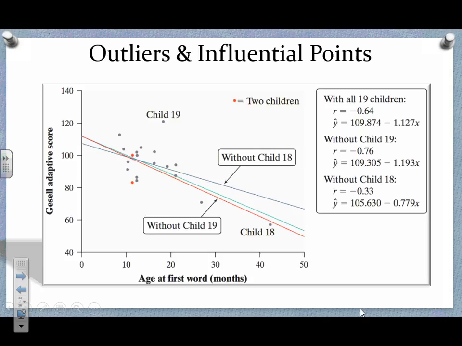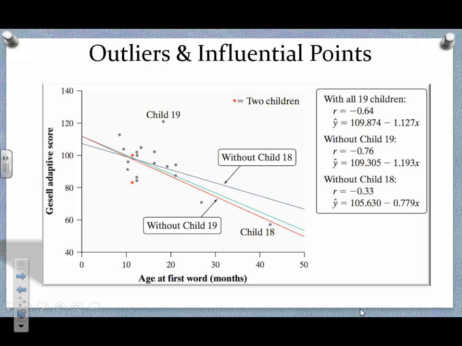Was child 19 influential on the regression line? So on the y-intercept or on the slope? Not really, right? So when we took out child 19, nothing really changed drastically for that. So it's not influential on the actual equation of the line. It's going to be the same either way, but it affected correlation. Okay? Now notice if we take out child 18.